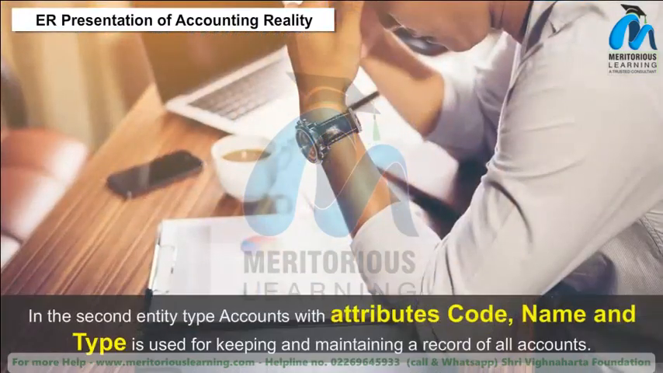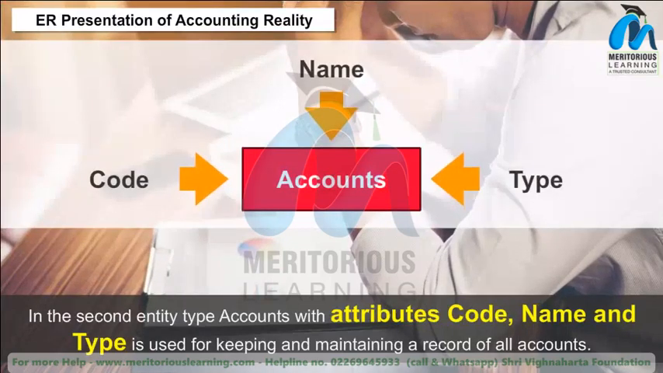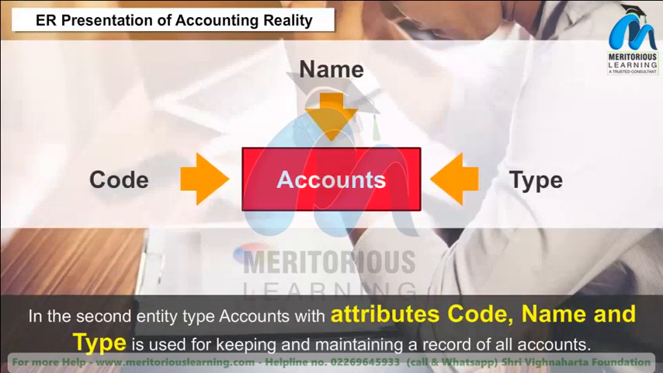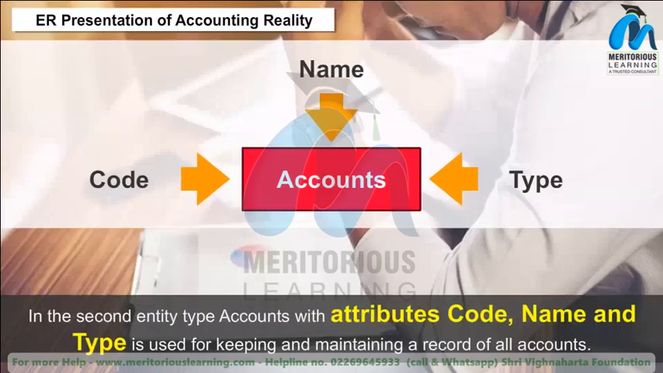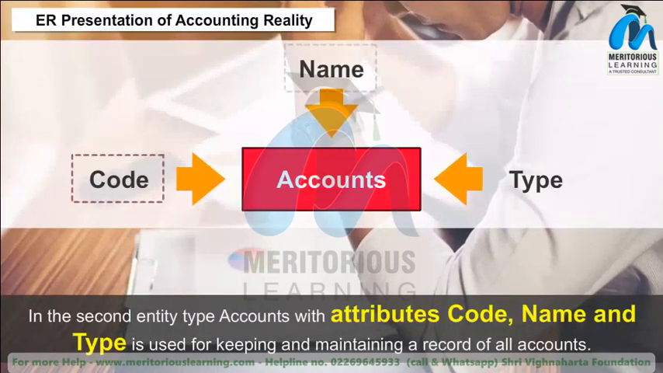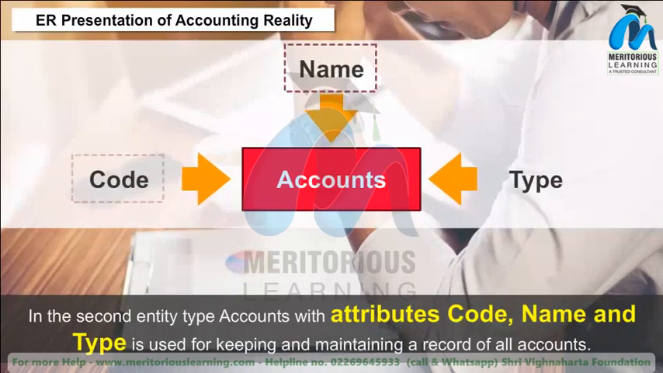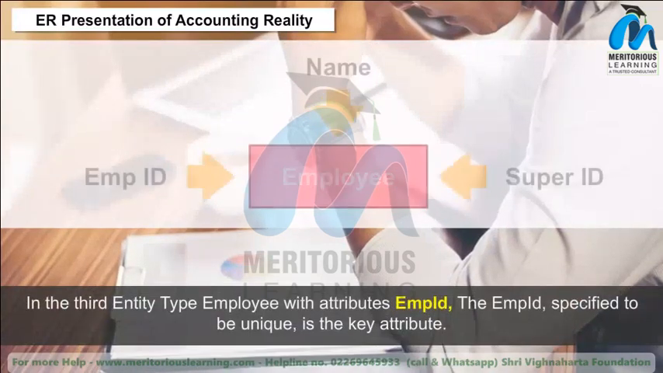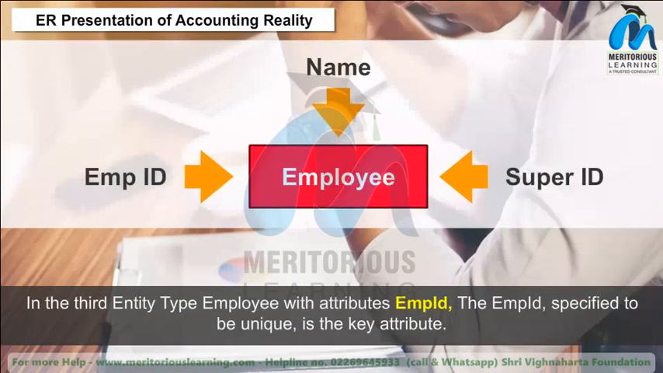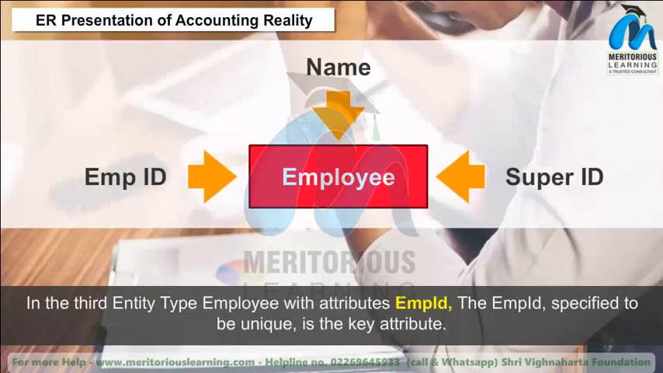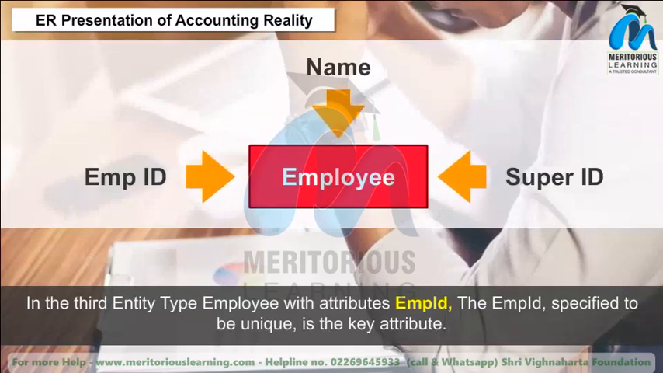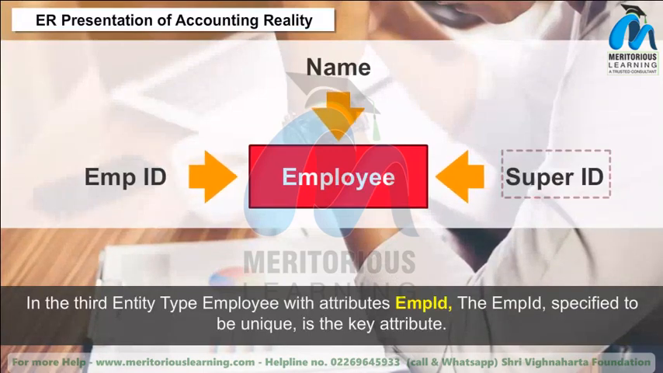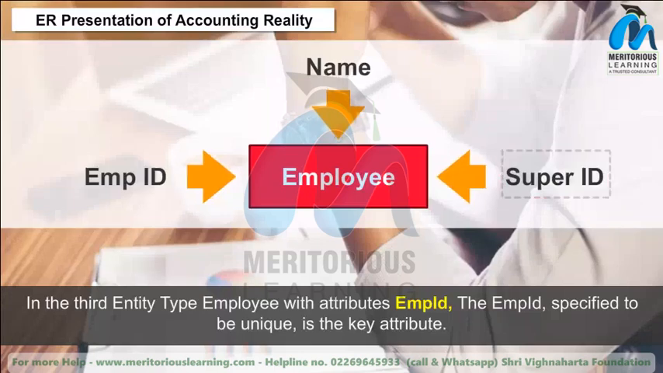In the second entity type, accounts, with attributes code, name, and type, is used for keeping and maintaining a record of all accounts. Both code and name can be considered to be the key attributes because they are specified as unique. In the third entity type, employee, with attribute employee ID, the employee ID, specified to be unique, is the key attribute. Super ID indicates the employee ID of the controlling officer.